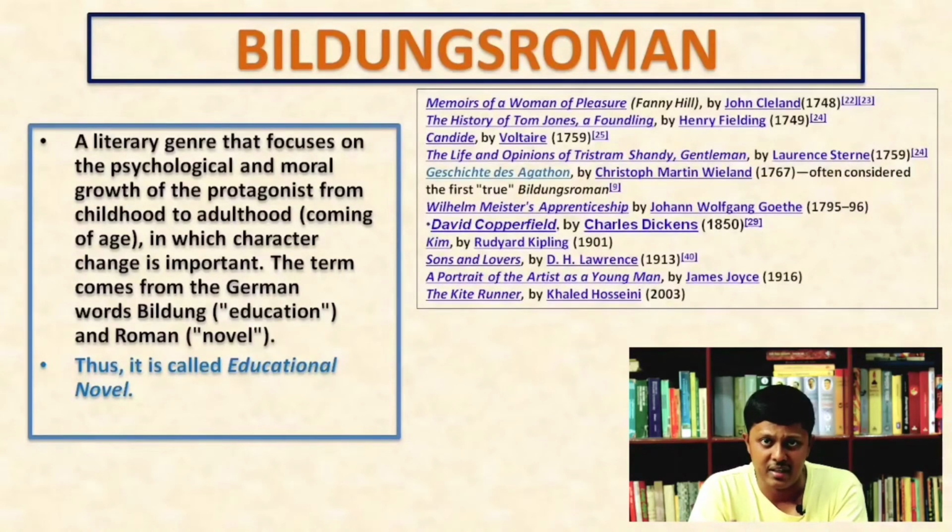Examples are ready. There are lots of examples that I have collected so far. Memoirs of a Woman of Pleasure, Fanny Hill by John Cleland, The History of Tom Jones, a Foundling by Henry Fielding, The Life and Opinions of Tristram Shandy, Gentleman by Laurence Sterne, etc. David Copperfield, Sons and Lovers, Portrait of the Artist as a Young Man, The Catcher in the Rye. There are lots of examples. These examples you can get from Wikipedia and other internet sources too.